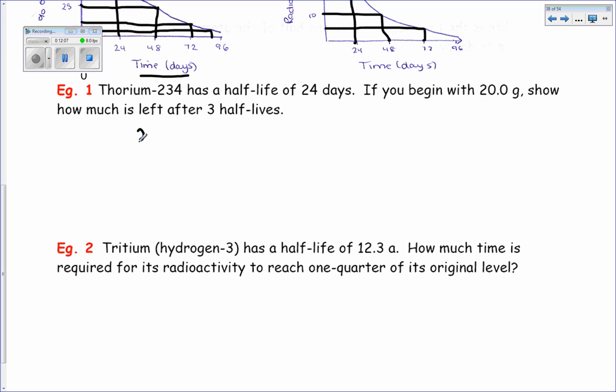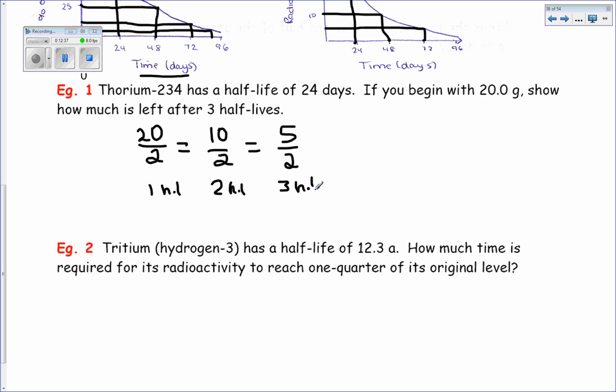So you just take 20 and divide it by 2. That gives you 10 is what you're left with. And then you divide it by 2, and you're left with 5 grams. This is 1 half-life, this is 2 half-lives, so we still need another one. You have to divide that 5 by 2, because that's our 3 half-lives. So that means there's 2.5 grams left after 3 half-lives.